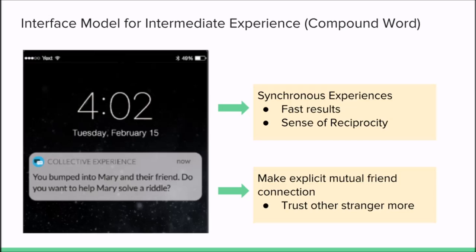Let's go through the interface model for one of the intermediate experiences. This one we call compound word. So for the same reasons, we have synchronous experiences because we want to maintain a sense of reciprocity, and we still maintain this mutual friend connection so that you are aware that this person is connected to you in some way.